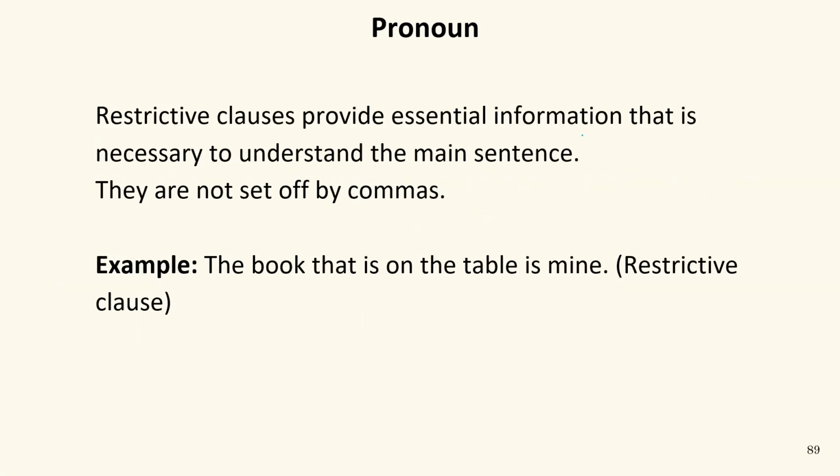Now, if we see restrictive clause, it provides essential information that is necessary to understand. It means in this case, we cannot omit the additional information. For example, the book that is on the table is mine. It means this is very important to mention that I'm talking about only that book which is lying on the table. I'm not talking about any book. I'm talking about only that book which is lying on the table. In that case, we use that.